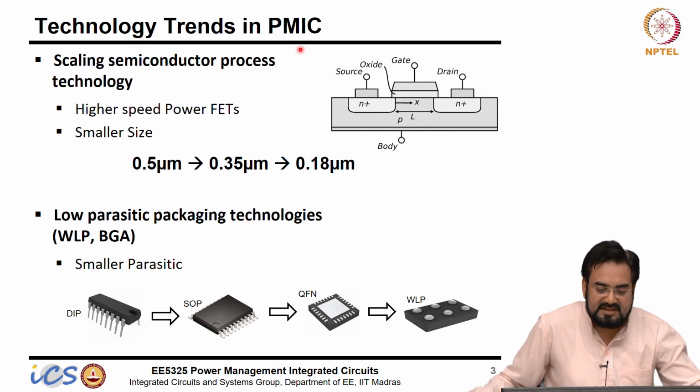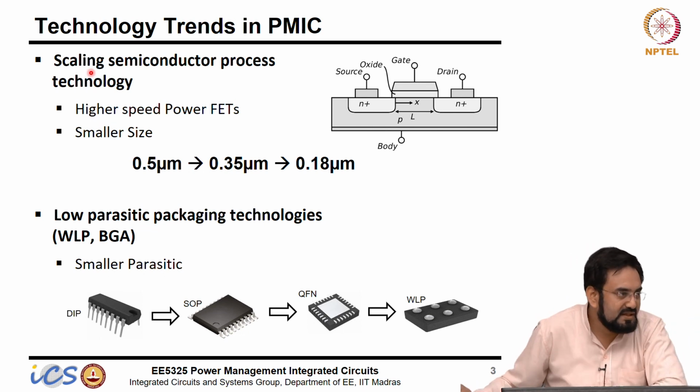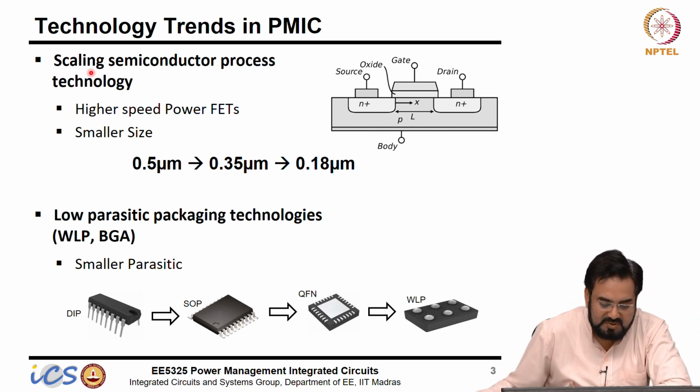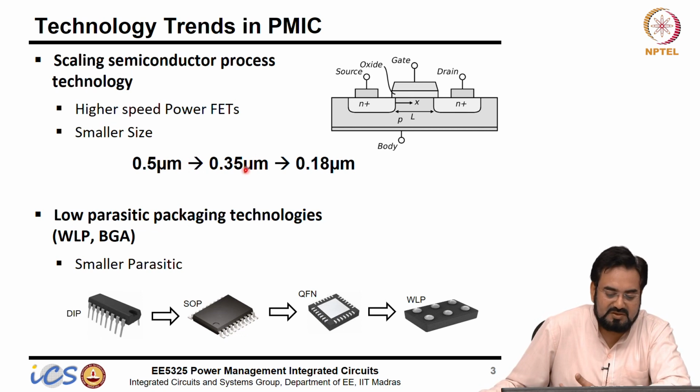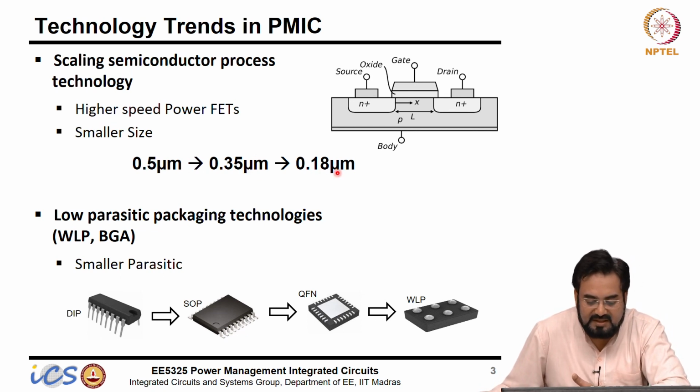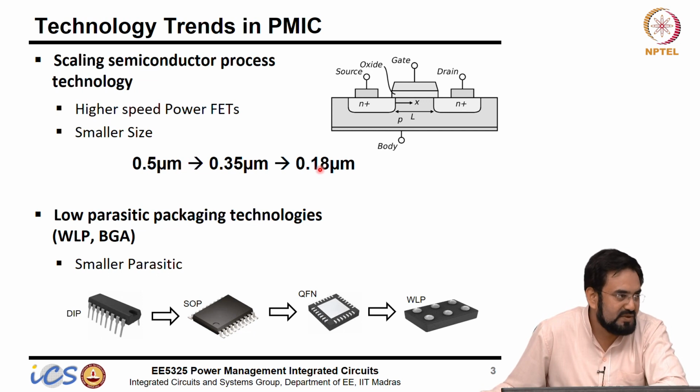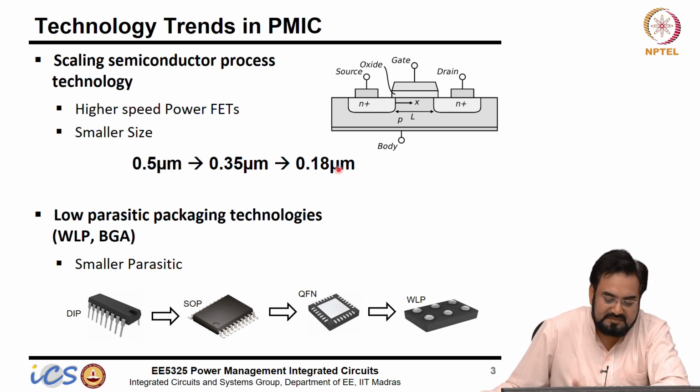So if you look at technology trends in PMIC, we know that semiconductor process has been scaling. Almost every year you get a new process. If you look back maybe 10-15 years, even more, 20 years back we were at 0.5 micron, then after 5 years or so you got 0.35, and then 0.18. It has been here for more than a decade, 0.18, and we still use this 0.18, because of all the features which were available here, like high voltage devices and everything.